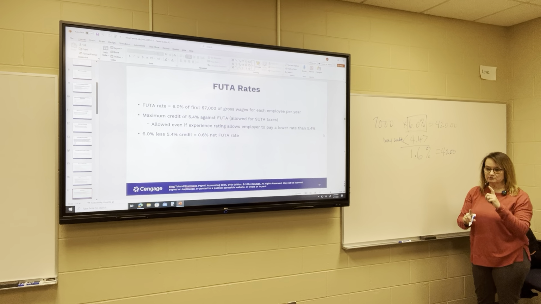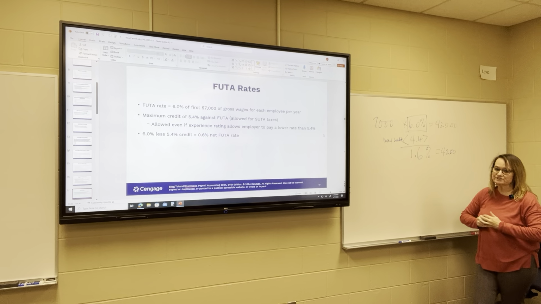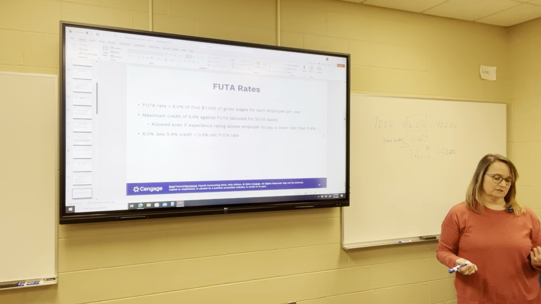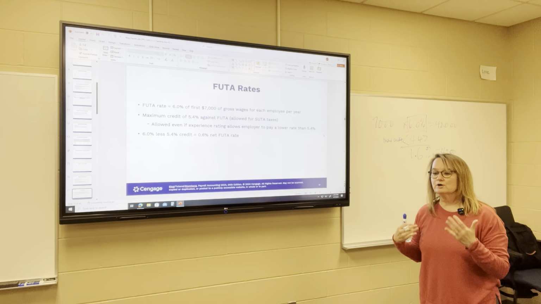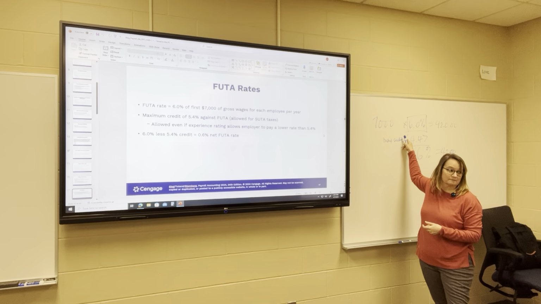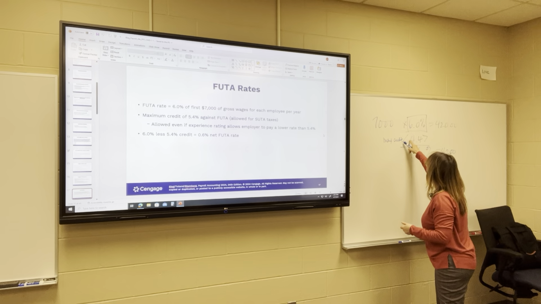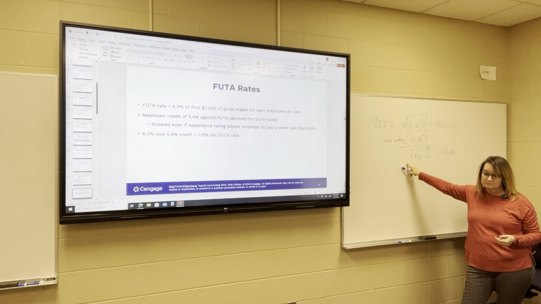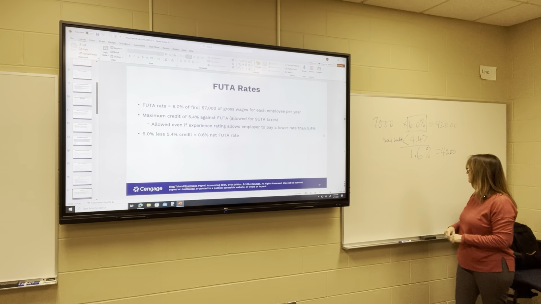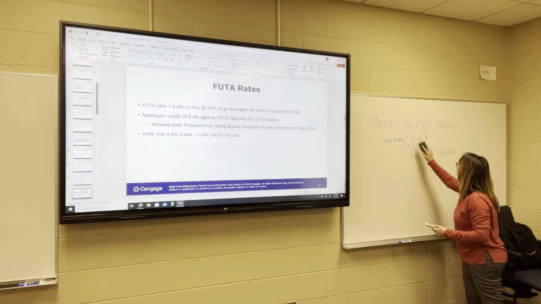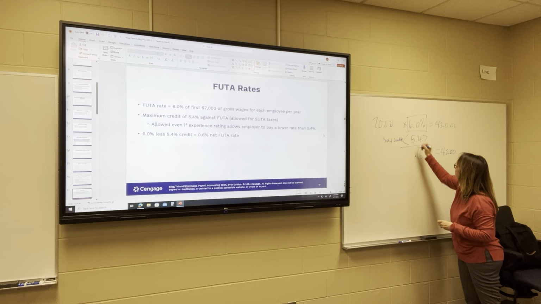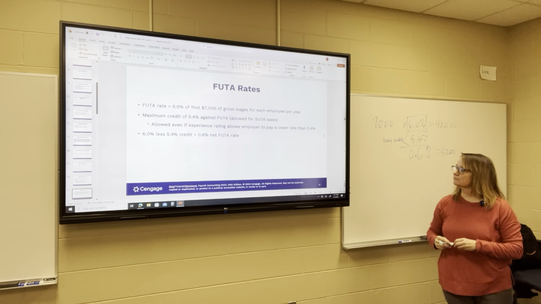This gets a little bit confusing because usually when we talk about a reduction, when we're talking about taxes, we think that's a good thing, that it's going to bring our taxes down. But we're talking about a reduction of the reduction, a reduction of the credit. So if it's a reduced credit, it means the tax rate is going to go up. If it's the maximum reduction, the lowest tax rate is going to be 0.6%. Okay, so 0.6.